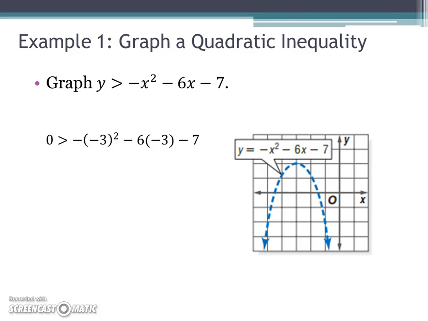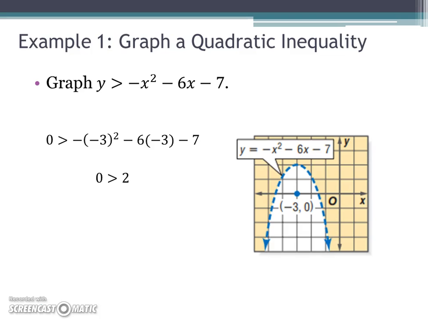Negative 3, 0, substitute in. Simplify, we get negative 9 plus 18 minus 7, so we get 2. Is 0 greater than 2? It is not a solution of the inequality, so we shade outside of the region.